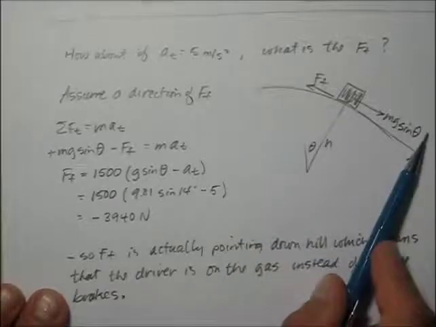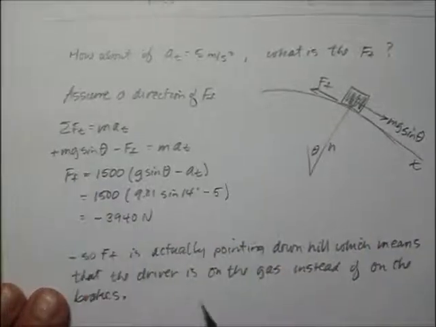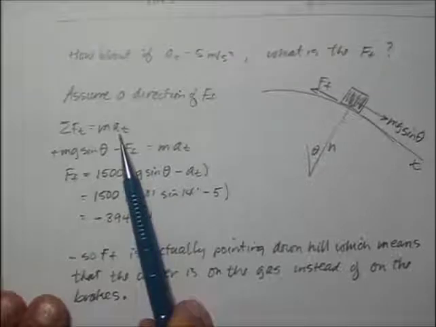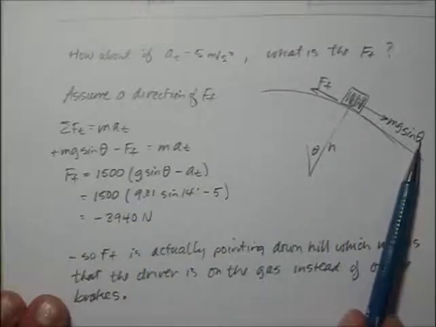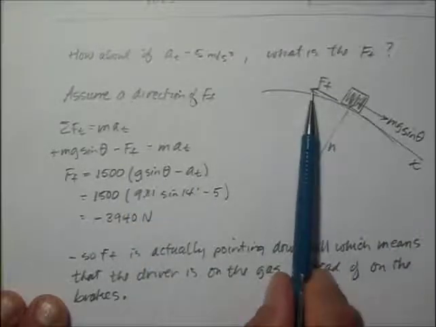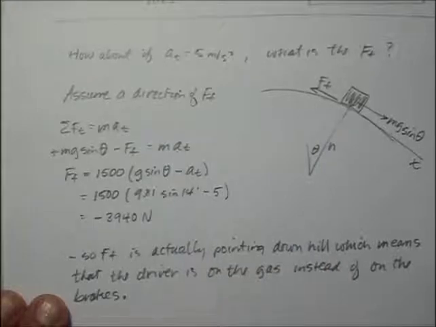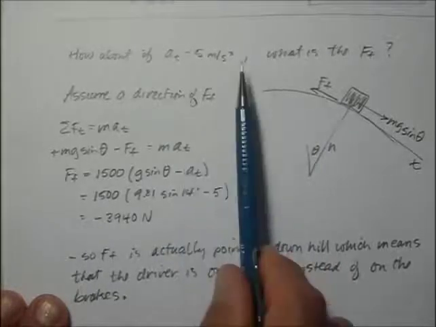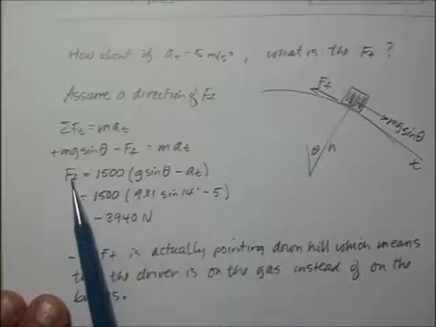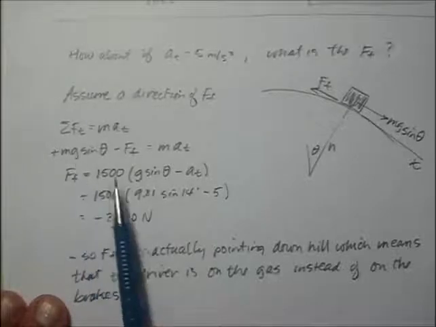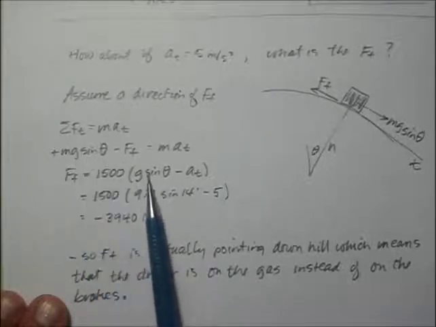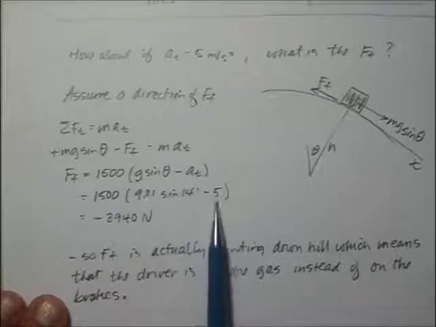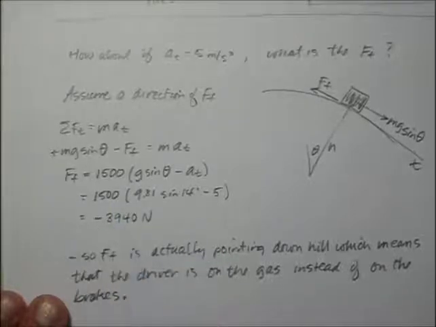I don't know for sure what it is, but I'll say that I'm assuming it that way. This is my positive direction, so I'm going to say that the sum of the forces tangential is mass times acceleration tangential. I've got positive mg sine theta going down the hill, minus force of friction going this way, is equal to m times acceleration in the tangential direction. That's what was given right here. So I'll solve this for the force of friction. I've got m, that's my mass, times g sine theta minus a_t, which is equal to minus 3,940 newtons.